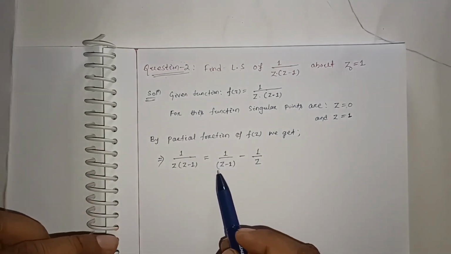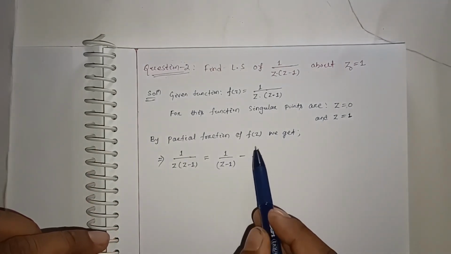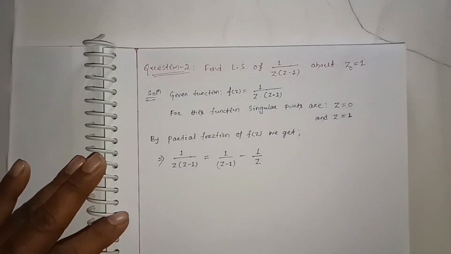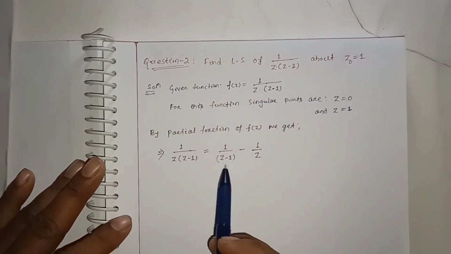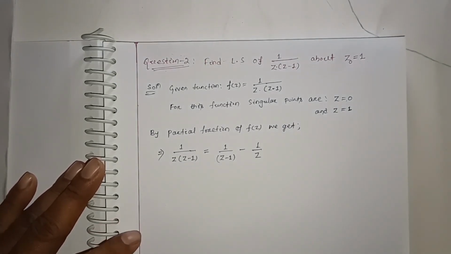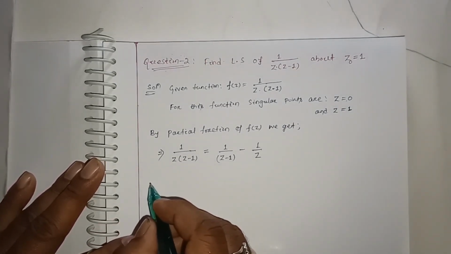Now we have to find the Laurent series of this term and the Laurent series of this term about z0 equal to 1 separately. Then we are going to subtract both the terms, or both the series. So first of all, we have to find the Laurent series of this term about z0 equal to 1. We have to put the heading: finding the Laurent series.